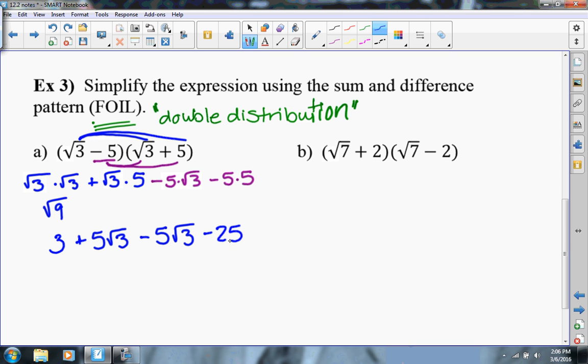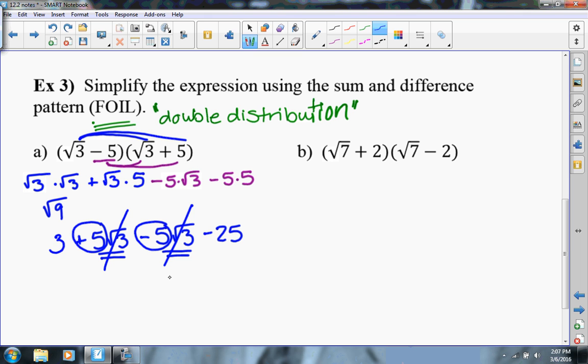Okay, so now that I've actually done the multiplication, I want to look for like terms that I can combine together. Here I have a square root 3 and a square root 3, so I can combine them together. One's a positive 5 and one's a negative 5. Remember, we're adding those coefficients out front. And positive 5 and negative 5, when I add them together, I get 0. So those middle terms with the radicals end up canceling.